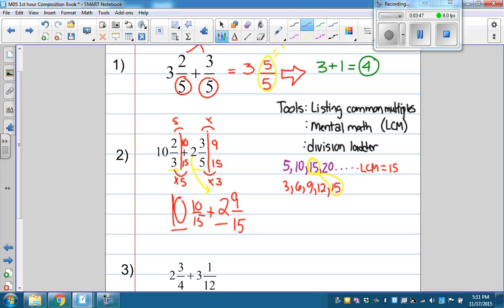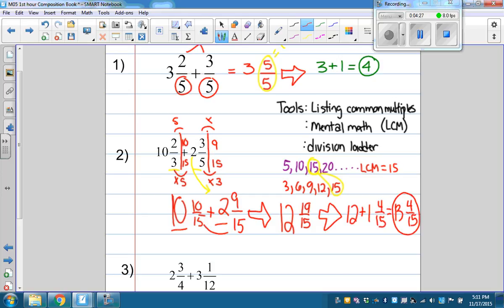Now add 10 and 2, you get 12. You also have common denominators, 15 here, so you can add 9 and 10, and you get 19/15. 15 is smaller than 19, so we have to change that. 15 goes into 19 once, so it's 12 plus 1 whole, and the remainder is 4. So our final answer is 13 and 4/15.